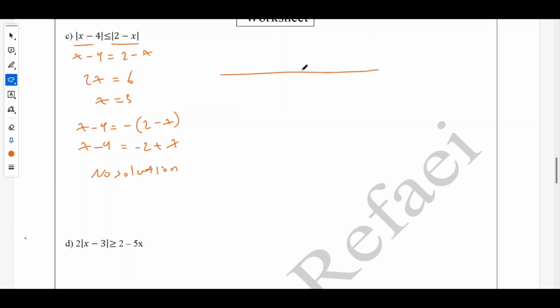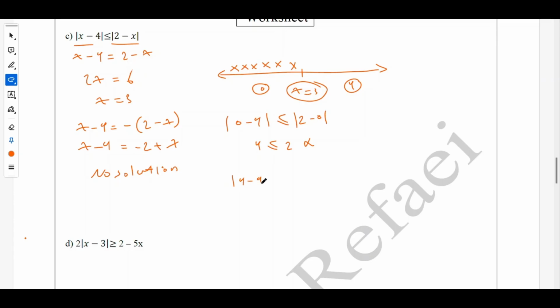Drawing the number line, I have one intersection point where x equals 3. So I'm going to pick a value less than 3, which is 0, and a value more than 3, which is 4. I substitute: modulus of 0 minus 4 less than or equal to modulus of 2 minus 0. So 4 less than or equal to 2, incorrect. Second value, modulus of 4 minus 4 less than or equal to modulus of 2 minus 4, so 0 less than or equal to 2. So this is correct.